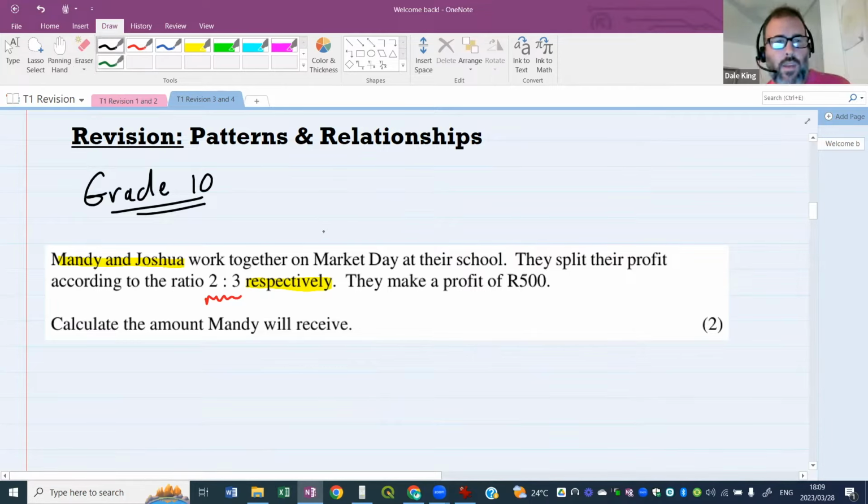So calculate the amount that Mandy will receive. I'm going to give you guys 2 minutes to do this. We've got 500 profit altogether. That 500 is altogether. They split it in the ratio. How much will Mandy receive?